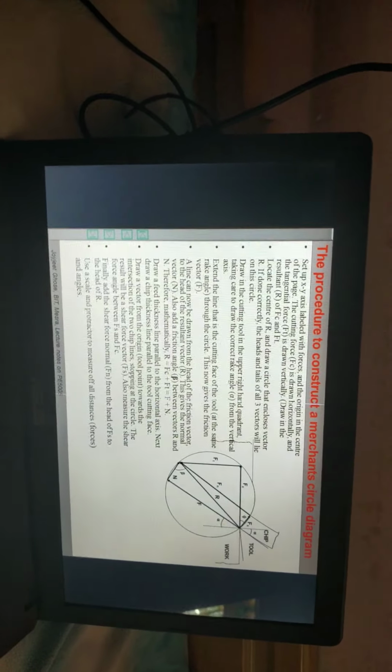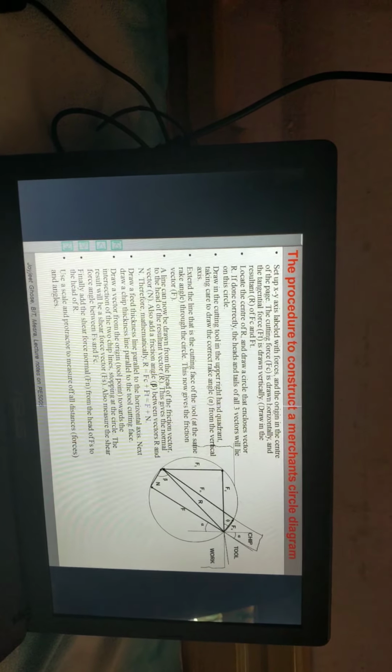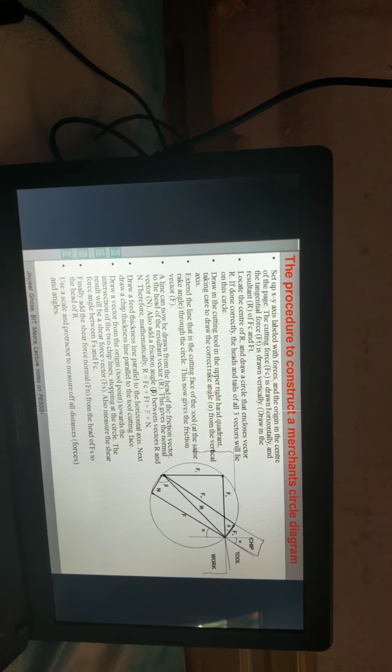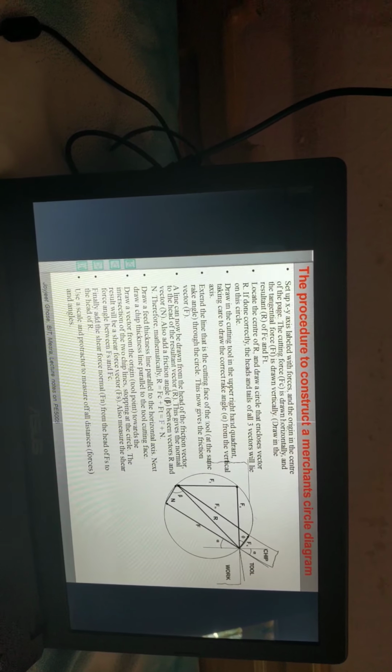This is going to be the Merchant circle diagram. Here beta again. Now this is the procedure to construct the Merchant circle diagram. Set up the x and y axis with forces at the origin, at the center of the page. The cutting force Fc is drawn horizontally, Ft is drawn vertically, and the resultant R for Fc and Ft.